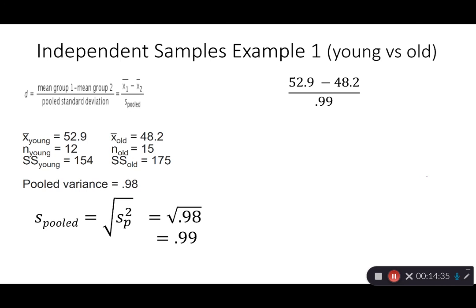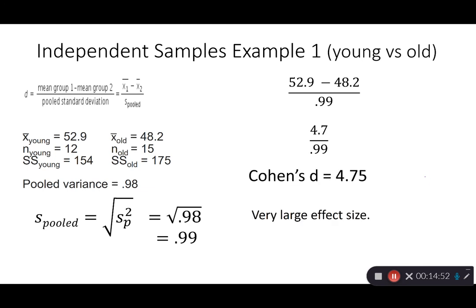Putting that into the Cohen's d formula, there's the two sample means divided by 0.99. We have 4.7, which is the absolute effect size, 4.7 hours. Divide that by 0.99, and we get a Cohen's d of 4.75, which we could call a very large effect size. That says the difference of 4.7 hours is impressive. It is a very large difference given the typical variability we see in hours worked.